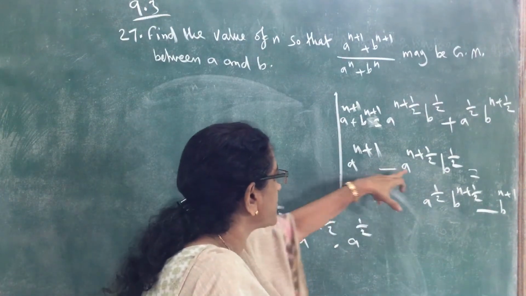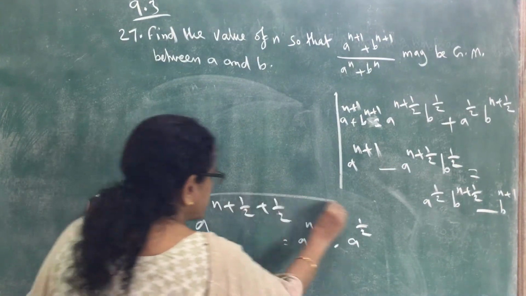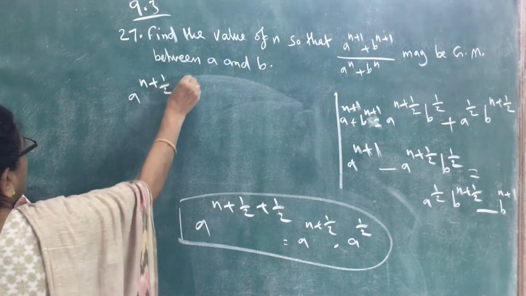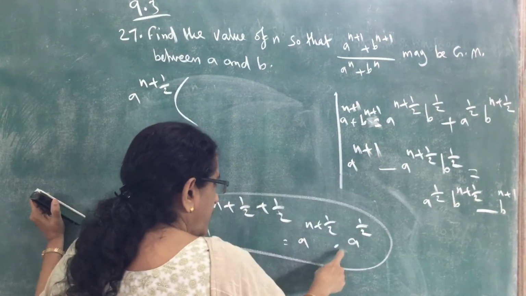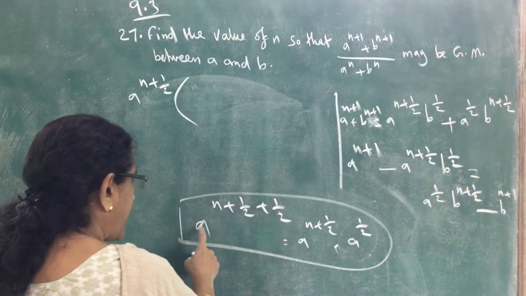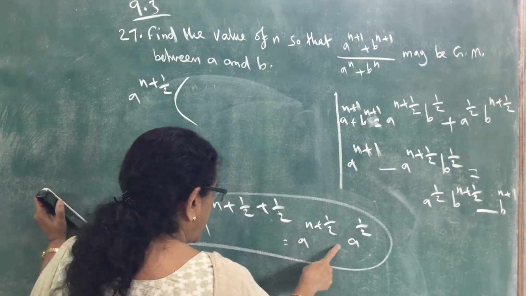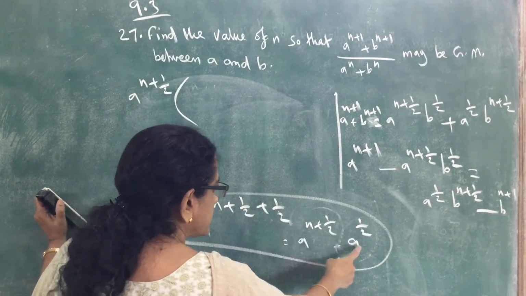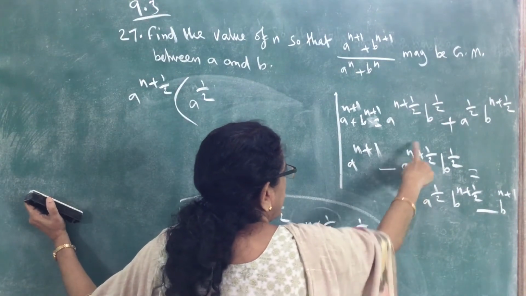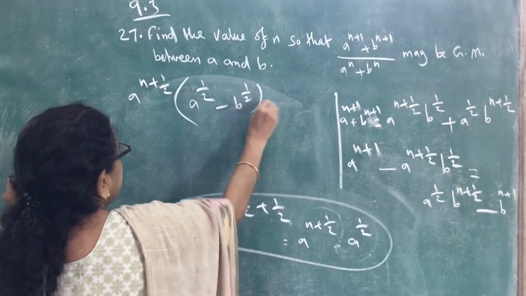So we can take a common factor from these two terms. That is A raised to n plus half we can take common. So remember this, using this we are going to take the common factor here. When we take A raised to n plus half as the common factor, what is remaining here? Only A raised to half remains in this term, because A raised to n plus 1 is A raised to n plus half into A raised to half. So A raised to half will be remaining. Minus, here what is remaining? A raised to n plus half is taken common, so only B raised to half remains here. Minus B raised to half, equal to the right side.